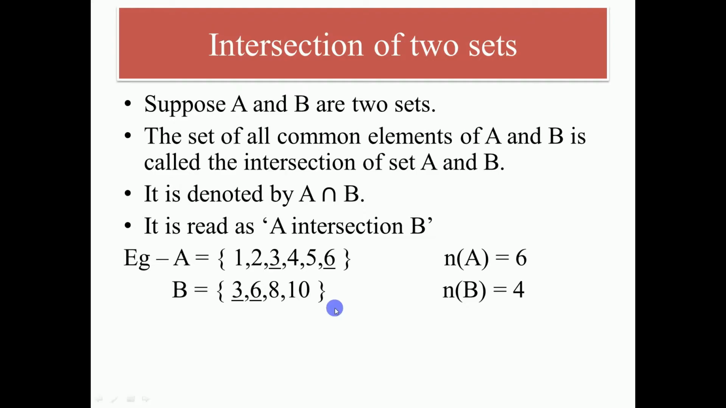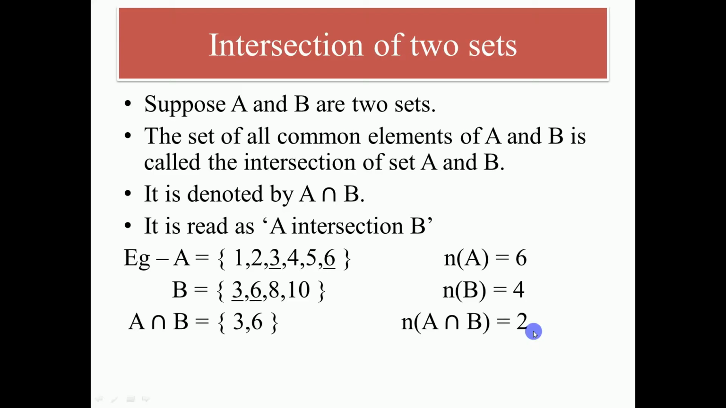Now if you compare both the sets, you can see that I have already underlined 3 and 6 in both of the sets. That means 3 and 6 are the elements which are common to both of the sets. So I can write A intersection B is equal to {3, 6}. I can write n(A intersection B) is equal to 2. Basically, this is the intersection of two sets. I hope you understood this topic. It is very interesting and simple, and you should know this.